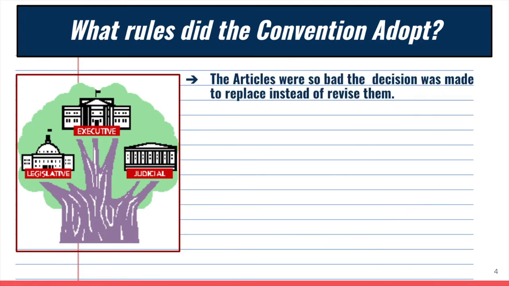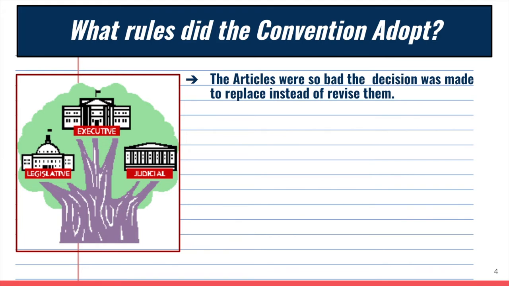Well, the first rule was pretty much to break the rule that sent them there. The Articles of Confederation were considered so bad that the decision was made to replace the Articles completely instead of revise them. So they did not take the original Articles of Confederation and add to them. They basically fed them to the shredder and said, we're not even going to work with this document anymore. We're going to write an entirely new document.